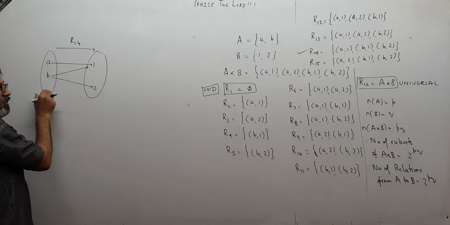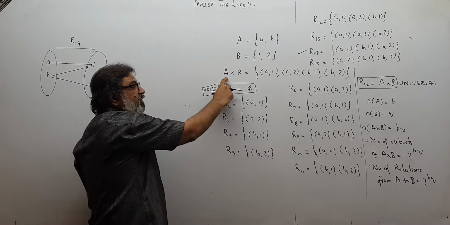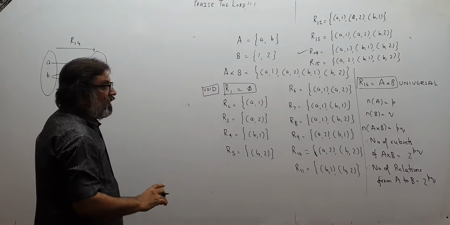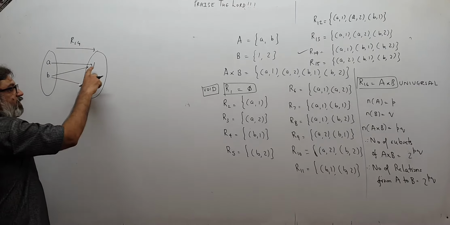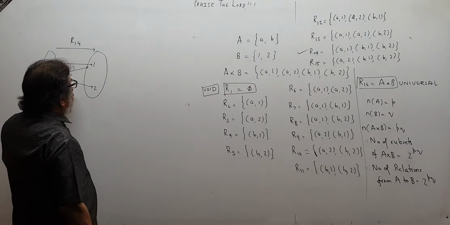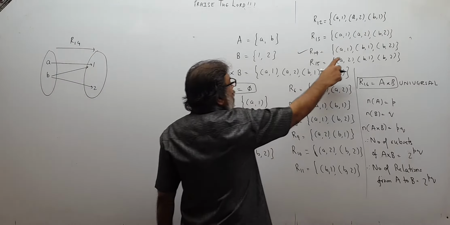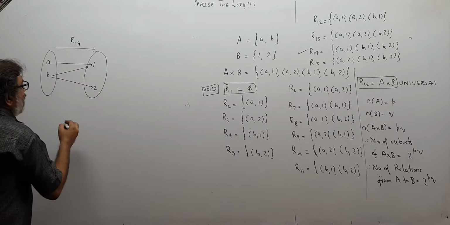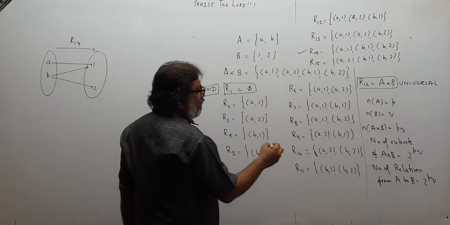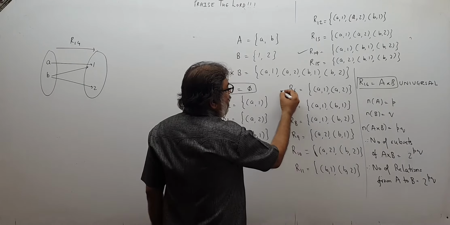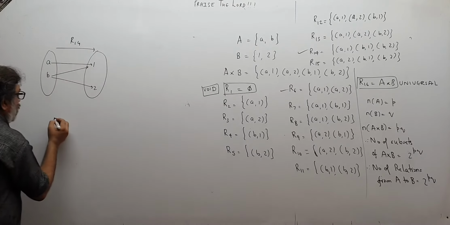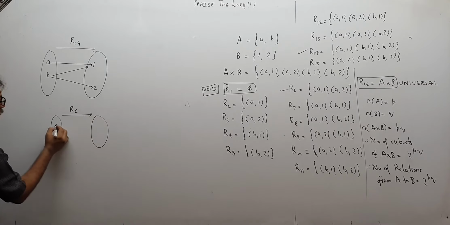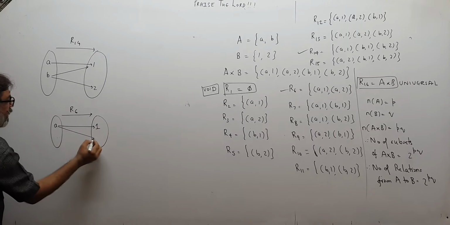In this figure, we write elements of A because it is A cross B. So on the left side, we write elements of A. On the right side, we write elements of B. And then we see which element of this set is connecting with which element of this. So in R14, A connects with 1, B connects with 1 and B connects with 2, like this. And if you take up this relation R6, so A1 and A2, I am drawing like this, R6, over here A connects with 1 and A connects with 2, like this.